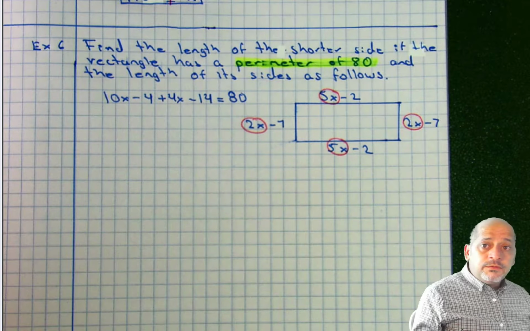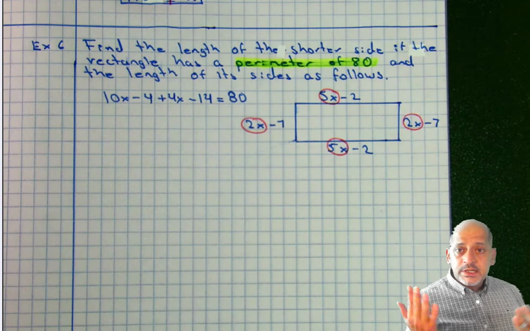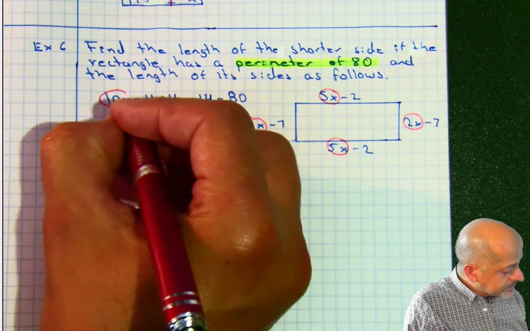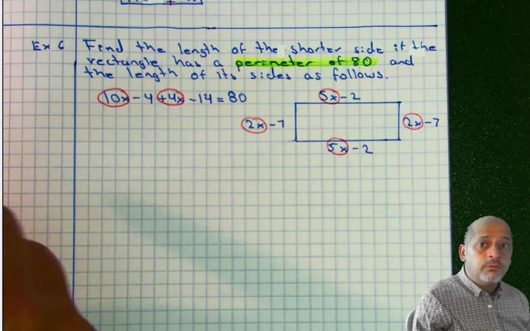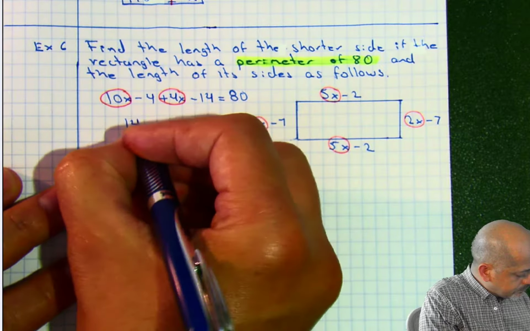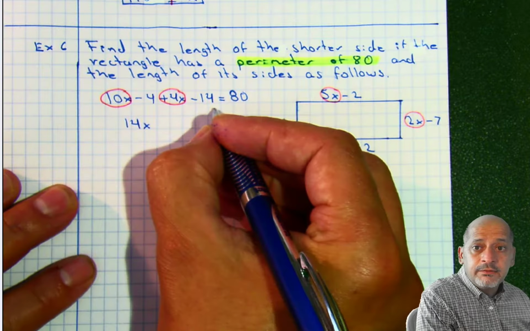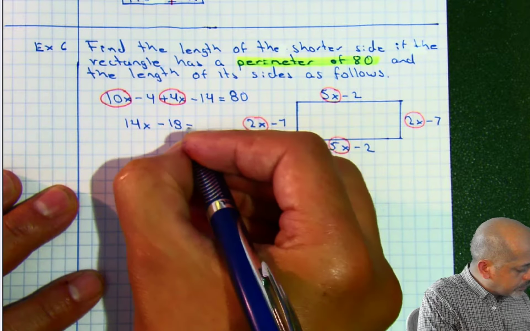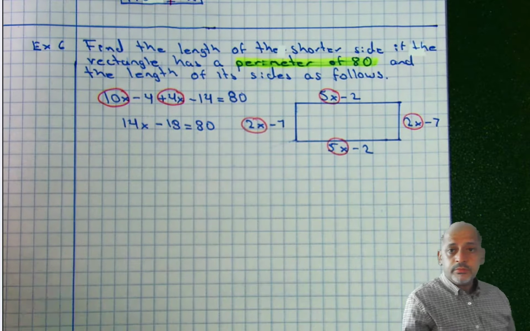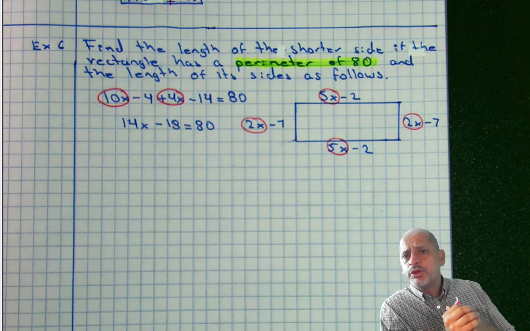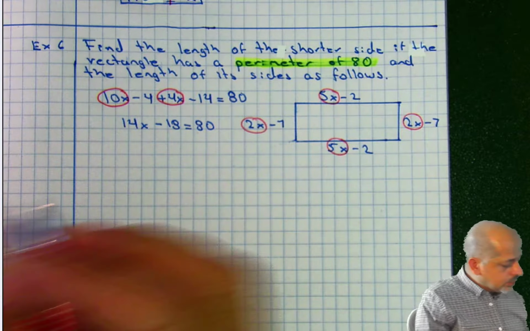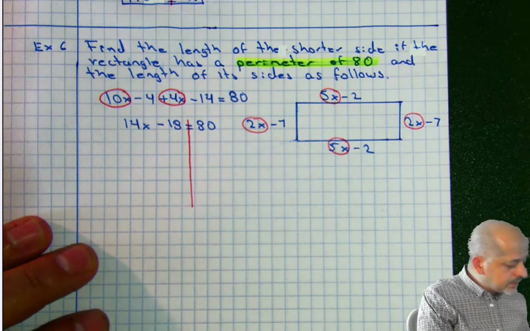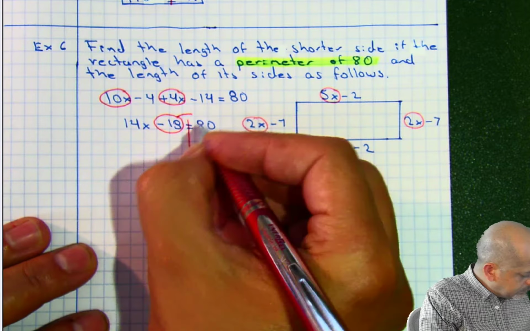We combine like terms first, just like we learned today, right? So what can I combine on the left? The 10x and the 4x will give me 14x. Negative 4 and negative 14 will be negative 18. Same sign you add, keep the sign of the bigger number, equals 80. And now we just have a simple equation to solve. So I'm going to draw the line. I'll move my 18 to the right. We can say positive 18.